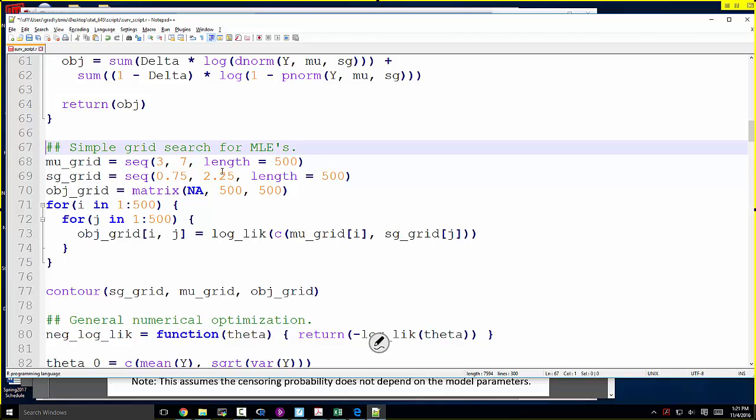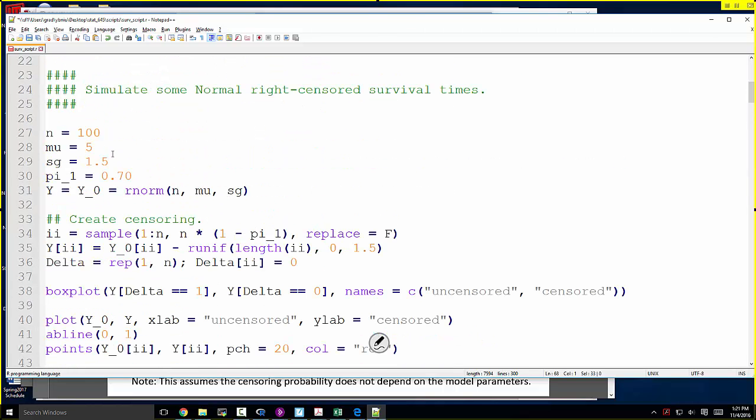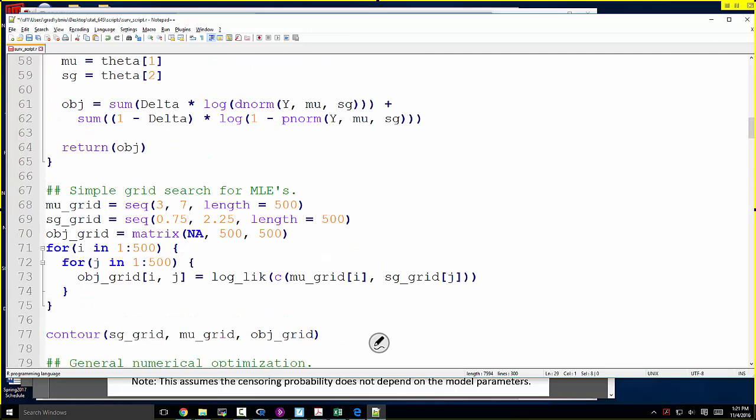I'm going to consider 500 possible values for mu between 3 and 7. I know what the true mu is because we're playing pretend. We simulated mu equal to 5. Obviously, you wouldn't know that in practice, but you could get a rough guess for what the mean is and go out plus or minus some reasonable distance. Sigma is actually 1.5. I'm going to consider values of sigma ranging from 0.75 up to 2.25, 500 different choices.